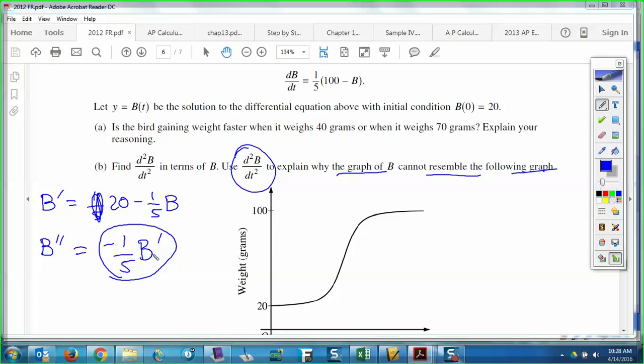So if b prime is always positive, what is this thing I've just circled here? Well, always negative, right? The thing I've circled right here is always negative. Since b prime is always positive, negative 1/5 b prime is always negative. So if the second derivative is always negative, that means b is always concave down. So the b graph has to always be concave down, and this graph does not show that. Okay? And again, like we were saying, we know that graph should look like that. It's gaining weight fastest at the beginning, and then it's gradually leveling off.